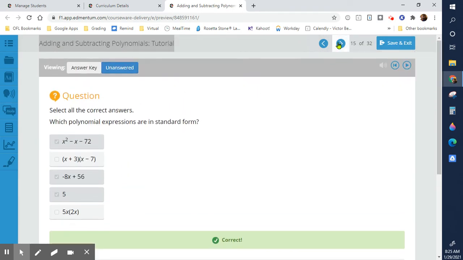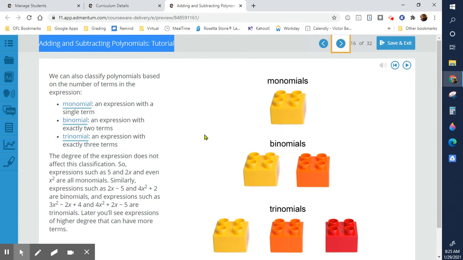Let's talk about monomials and binomials and trinomials. So these are terms when we're talking about... Oh, that was a poor choice of words. This is vocabulary to talk about what's known as a term.